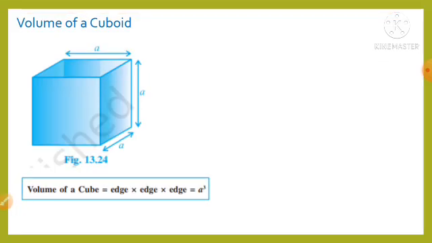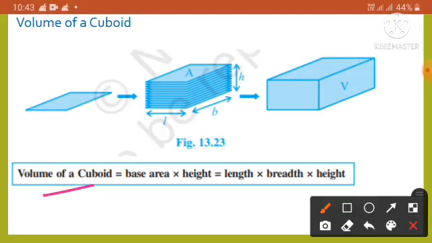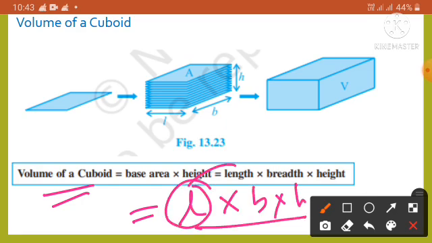Now, already in cuboid we got that the volume of the cuboid is equal to length into breadth into height. So here we can write, in short form, that the volume of the cuboid is equal to L into B into H, where L is the length, B is the breadth, and H is the height.